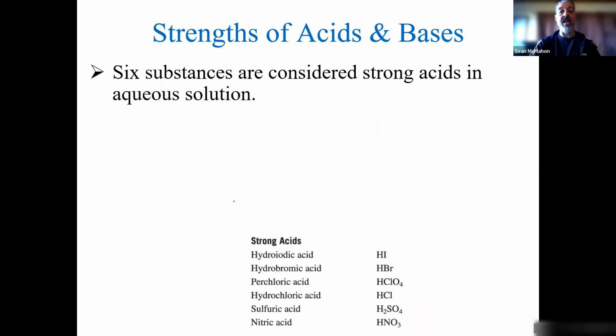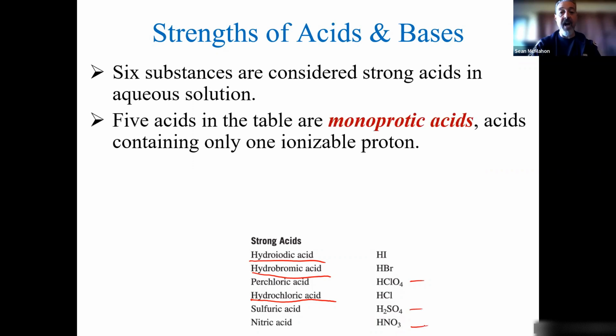There are 6 strong acids, and I've spoken about this, but 3 of them are binary: the hydroiodic, hydrochloric, and hydrobromic. The other 3 are your oxyanions. This is also why I reviewed the nomenclature for acids, okay? So we have the perchloric, the sulfuric, and the nitric. 5 of the strong acids are all monoprotic. So that means there's only 1 proton that ionizes.